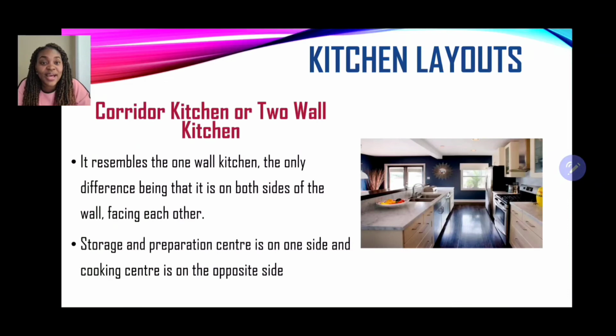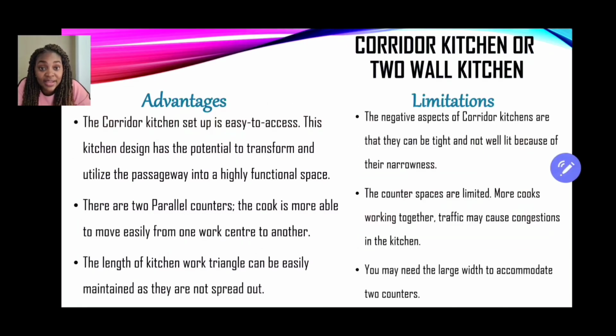Now, let us look at the corridor kitchen, or we may say the two-wall kitchen. Now, it resembles the one-wall kitchen, the only difference being that there are walls on both sides facing each other, right? So this is the two-wall or the corridor kitchen. Storage and preparation center is on one side and cooking center is on the opposite side, right?